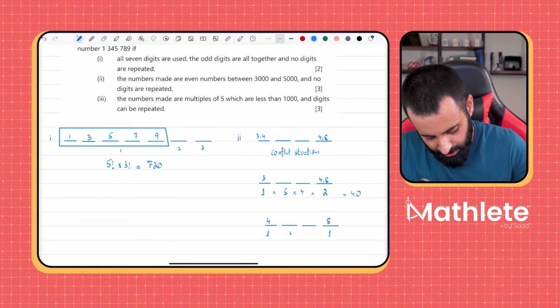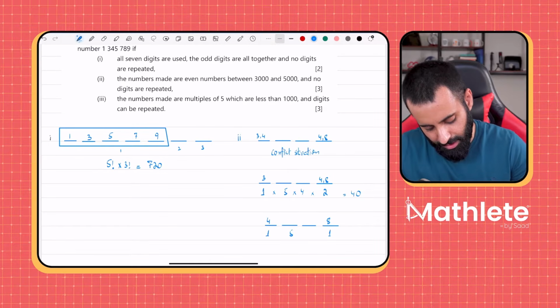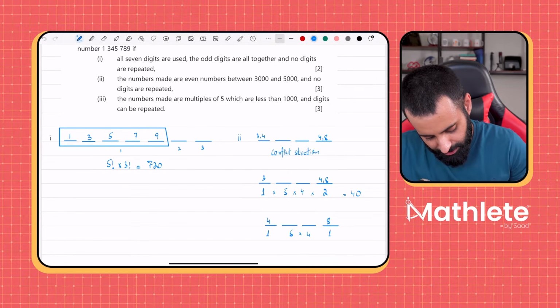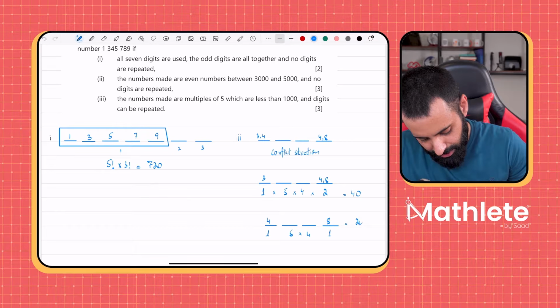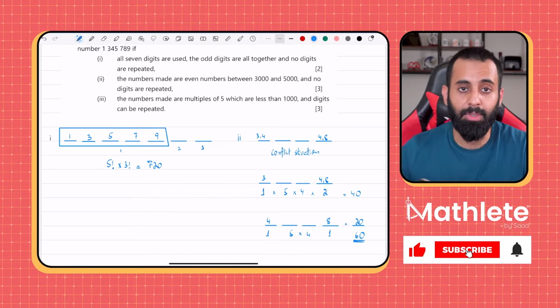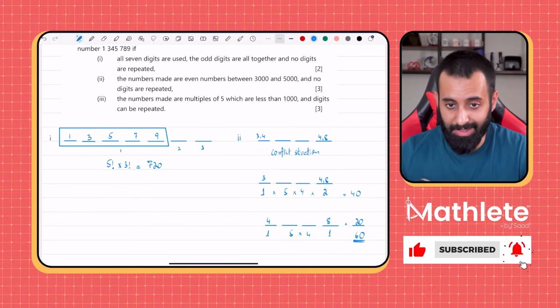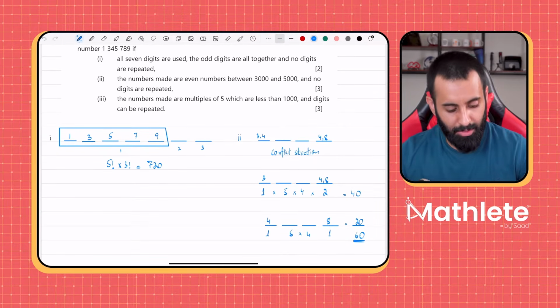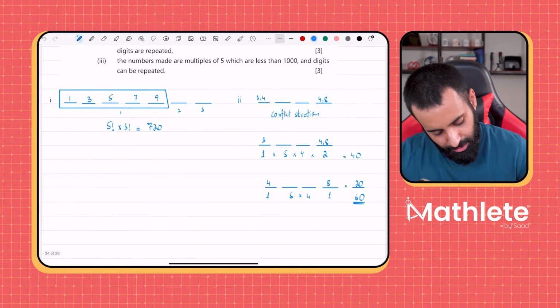In between, once again, we started off with 7. Now we're down to 5. That means 5 into 4. So 5 into 4 is equal to 20. 40 plus 20 equals 60. And that means the total numbers that you can form between 3000 and 5000, such that they're even, are 60. Okay, using the digits mentioned in the question.